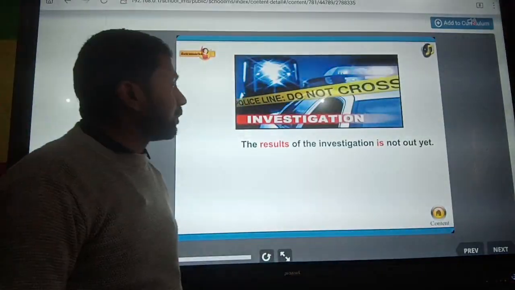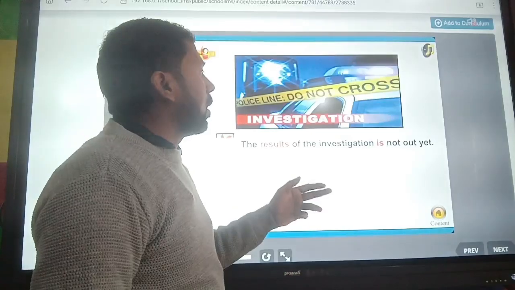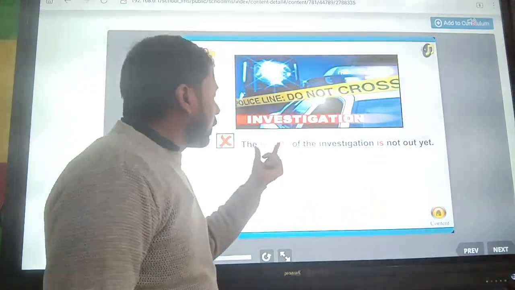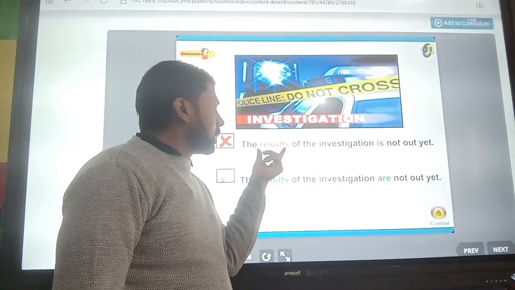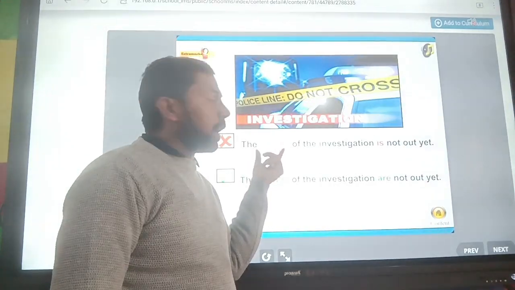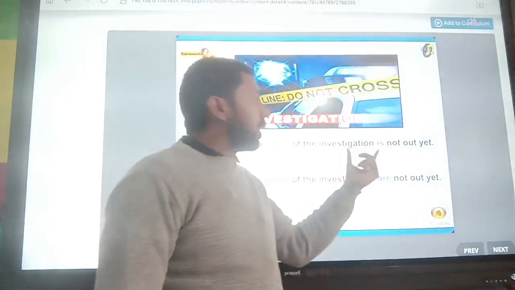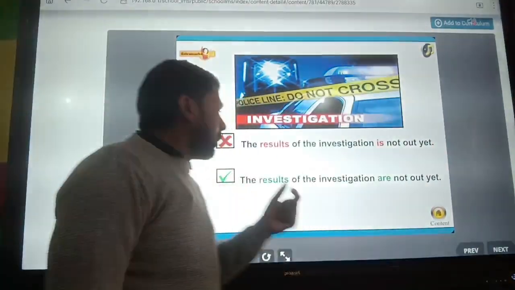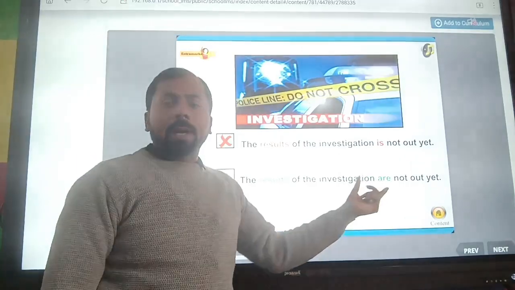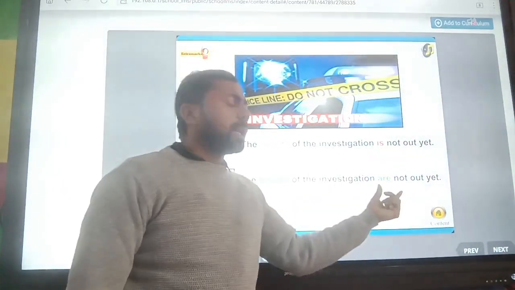Next is, the result of the investigation is not out yet. You can see here results is a plural form. So when the subject is a plural form, then we cannot use is as a singular number verb. We have to use a plural number verb according to the subject. The subject is here results, so we have to use are.